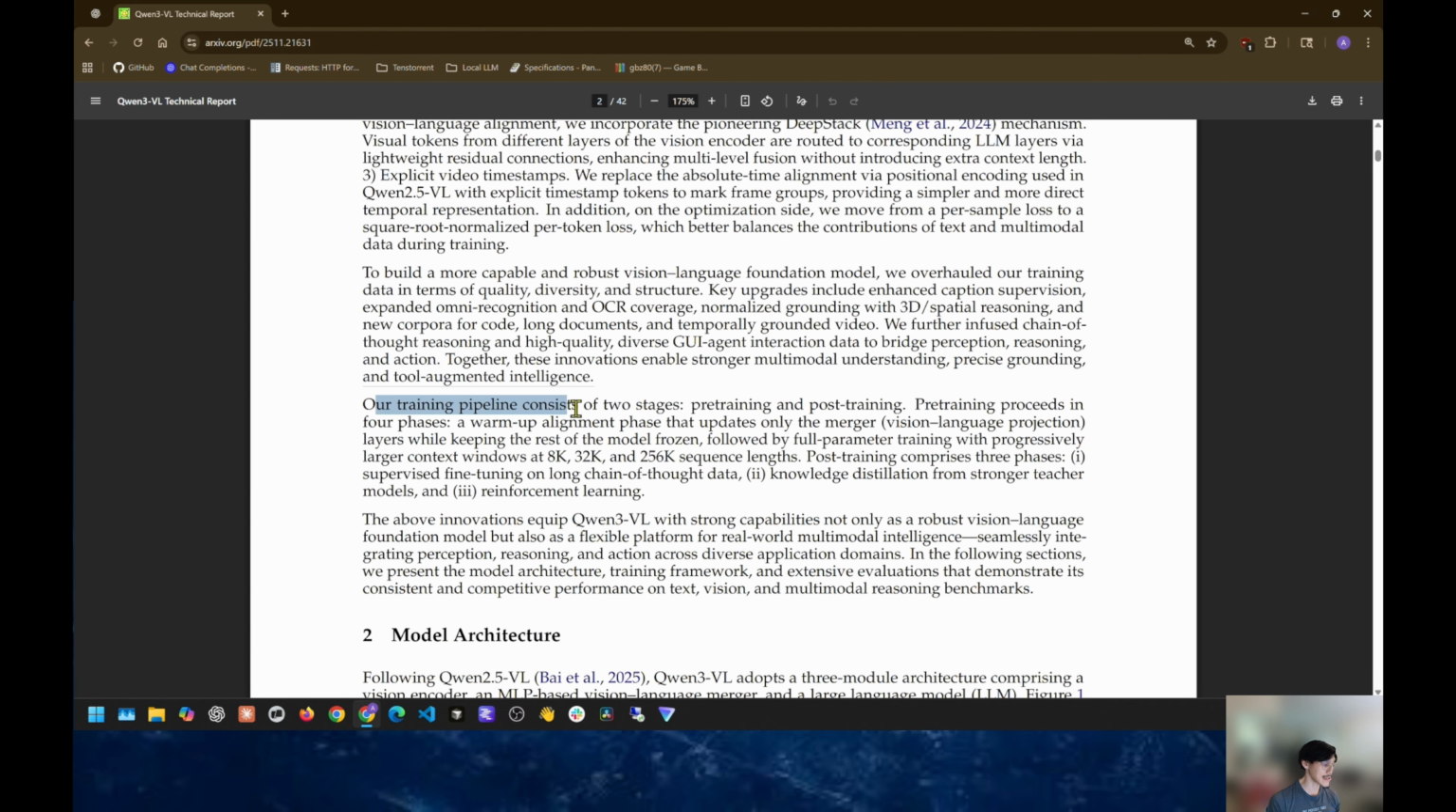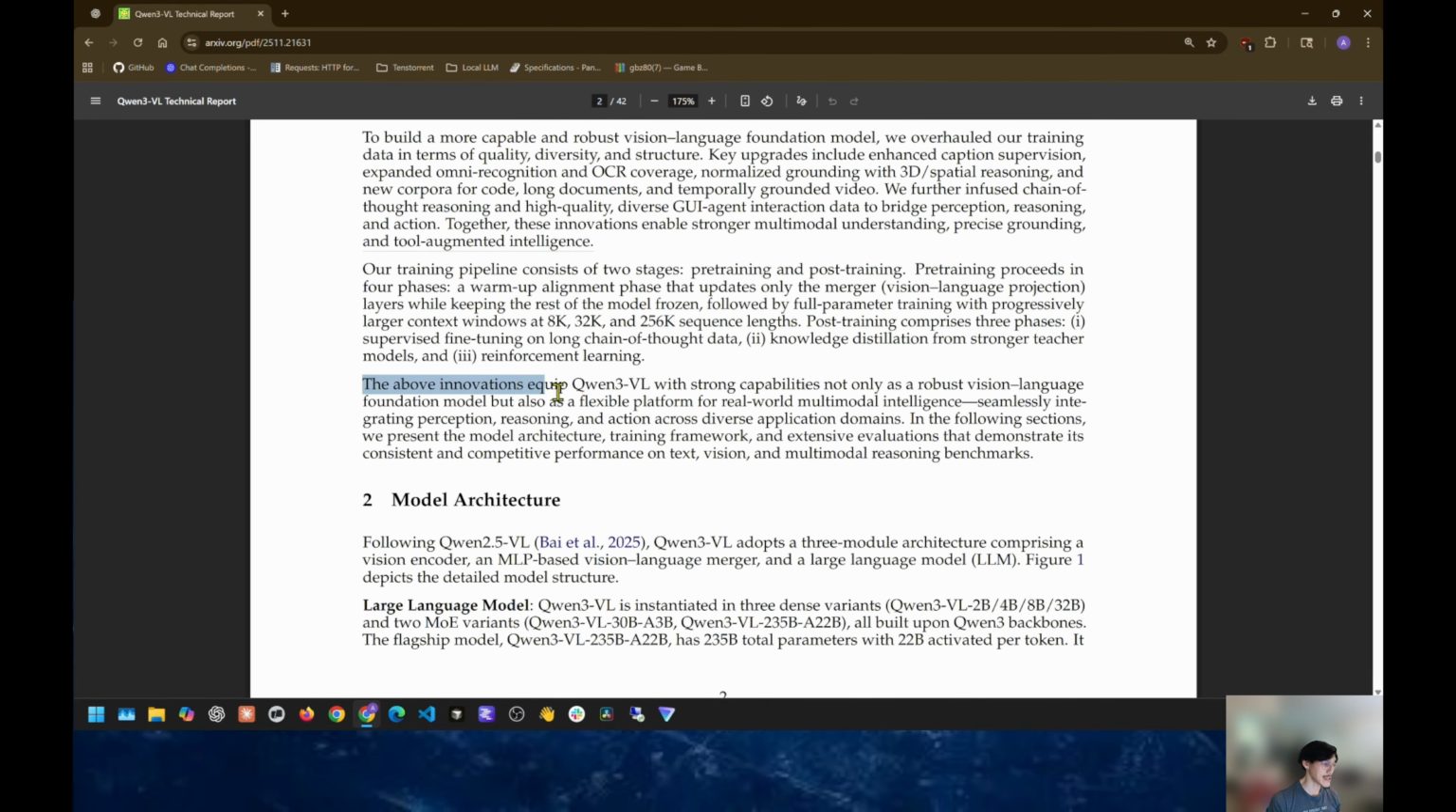Our training pipeline consists of 2 stages, pre-training and post-training. Pre-training proceeds in 4 phases. A warm-up alignment phase that updates only the merger, the vision language projection layers, while keeping the rest of the model frozen, followed by full parameter training with progressively larger context windows at 8K, 32K, and 256K sequence lengths. Post-training comprises 3 phases. First, supervised fine-tuning on long chain of thought data, 2, knowledge distillation from stronger teacher models, and 3, reinforcement learning.